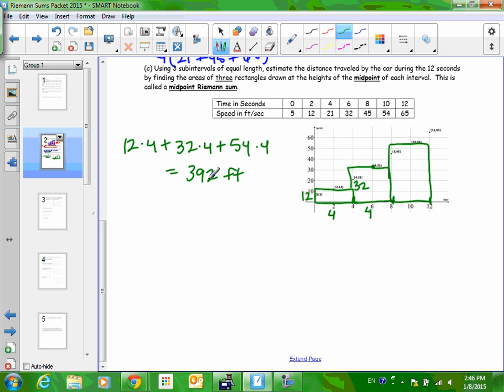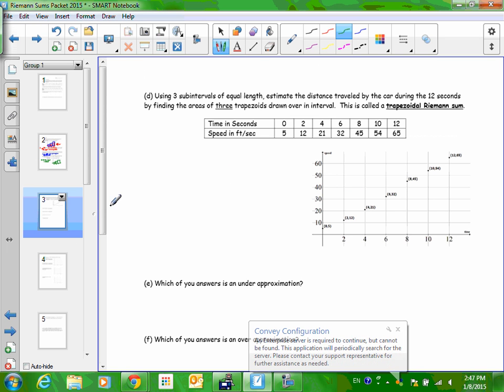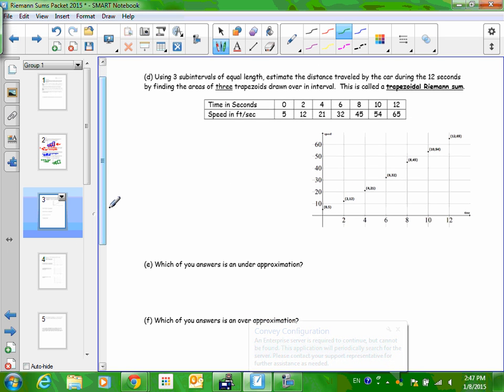Now, this answer is in between my answers for A and B. So out of A, B, and C, which answer do you think is the best answer so far? C. Definitely C is probably closest to the most accurate answer. Again, we can't find the accurate answer unless we have an equation or we do infinitely many rectangles, which I don't have time for. All right, so turn the page.